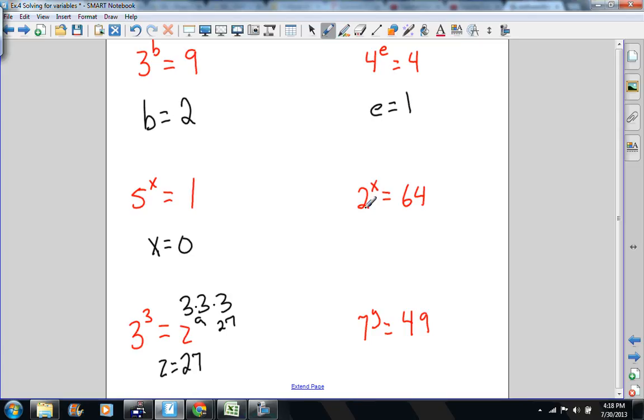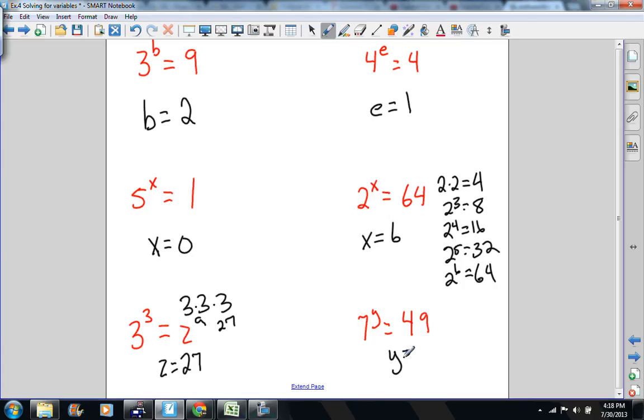This one looks tougher. 2 raised to the x is equal to 64. So we'll have to do 2 times 2. Well, that's 4. 2 cubed would be 8. 2 to the 4th would be 16. 2 to the 5th is 32. 2 to the 6th is 64. Therefore, x equals 6. And the last one, y will be 2, because 7 squared is equal to 49.